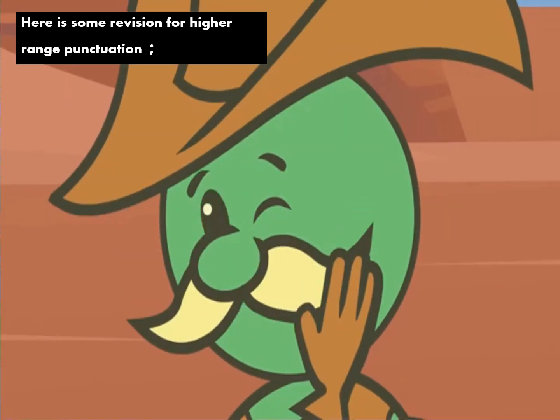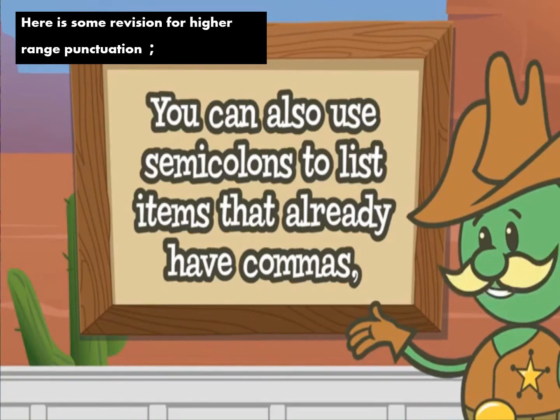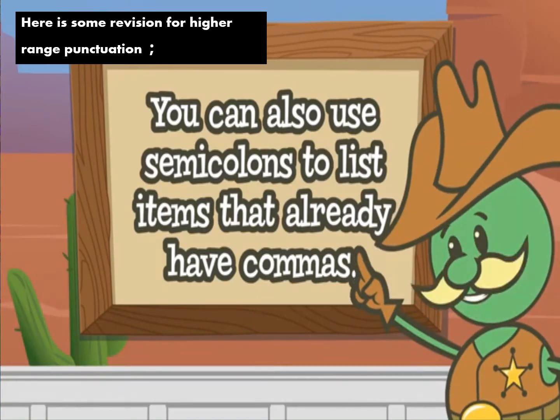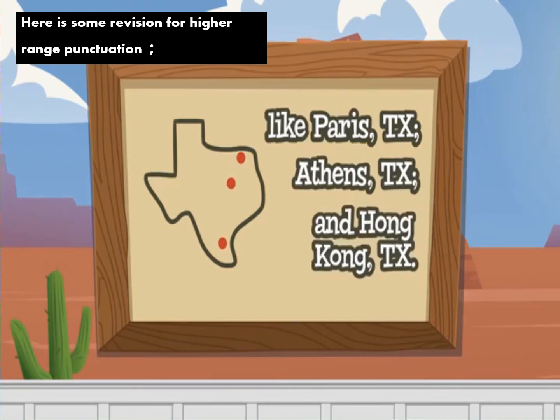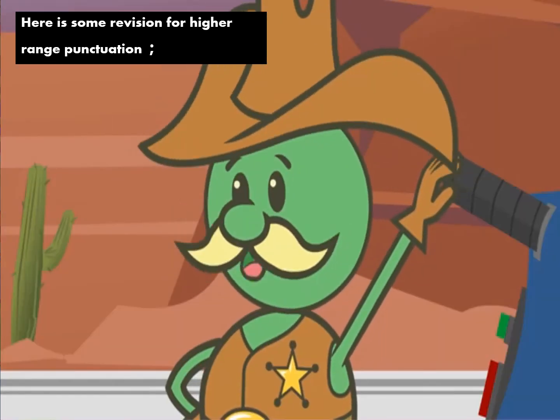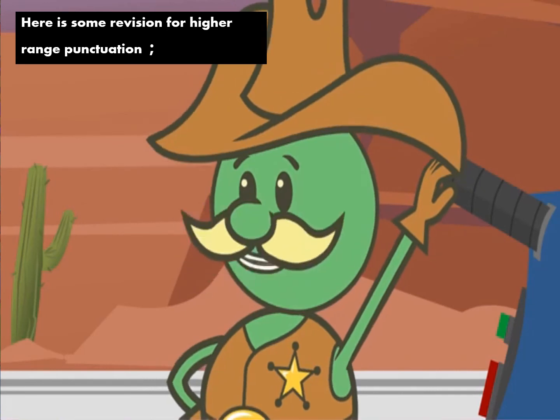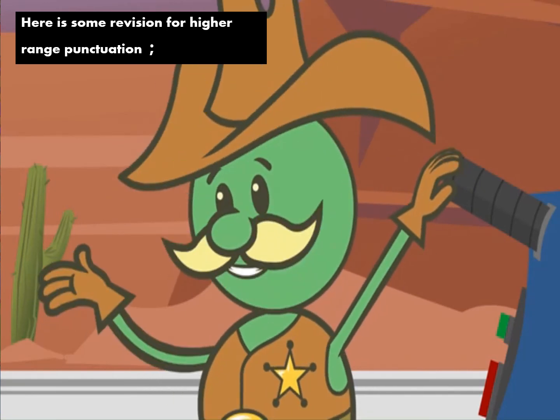Use rewind. You can also use semicolons to list items that already have commas, like Paris, Texas; Athens, Texas; and Hong Kong, Texas. Without the semicolon, people might think you're actually leaving Texas sometimes.